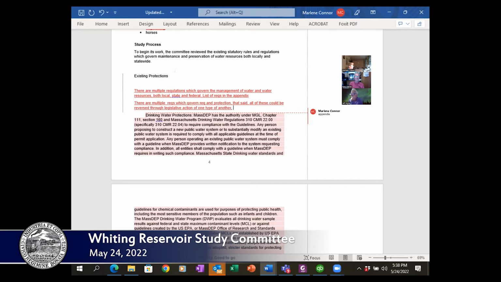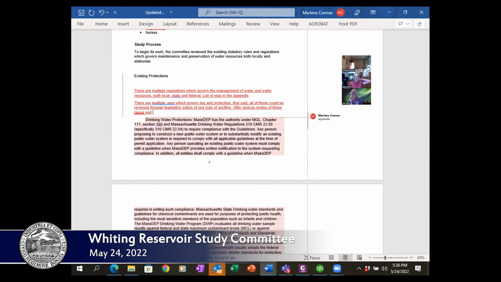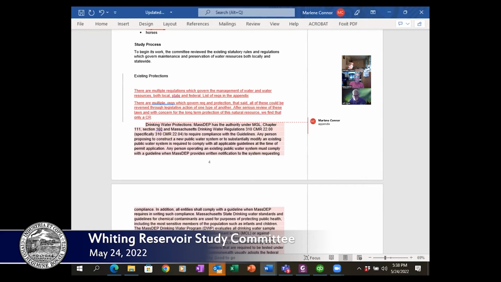After serious review of these laws and with concern for the long-term protection of this natural resource, we find that only a conservation restriction offers permanent protection. Not more permanent, but permanent protection.